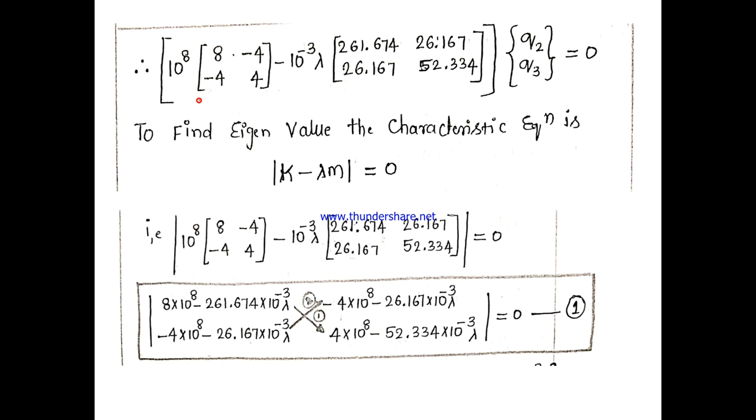Now I have eliminated, and after elimination I got this equation. Now how to solve this equation? To find eigenvalues, the characteristic equation is a mathematical equation. To find the eigenvalues, we need the determinant of the known matrix, K minus lambda M. If I set the determinant equal to 0, I can find the eigenvalues. So what is the determinant here? This is the determinant symbol, so I need to put a vertical line there.